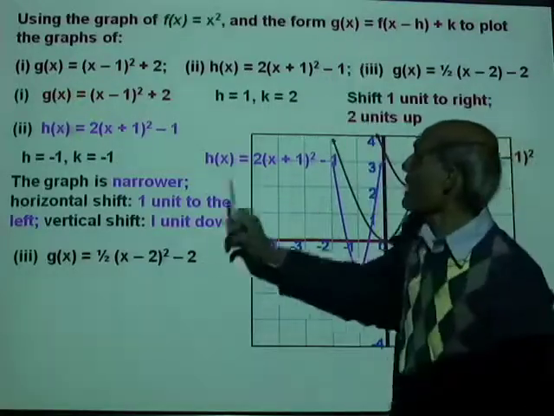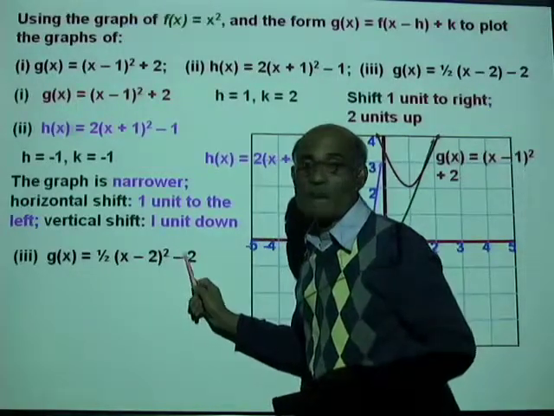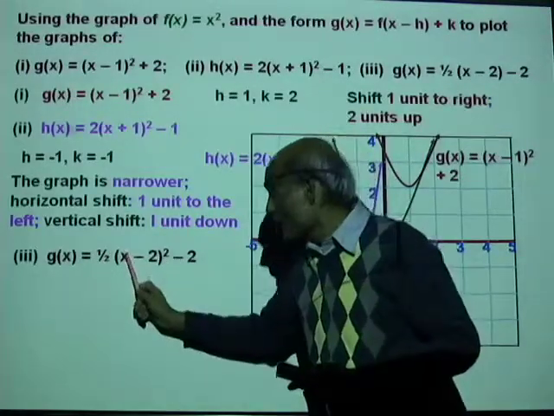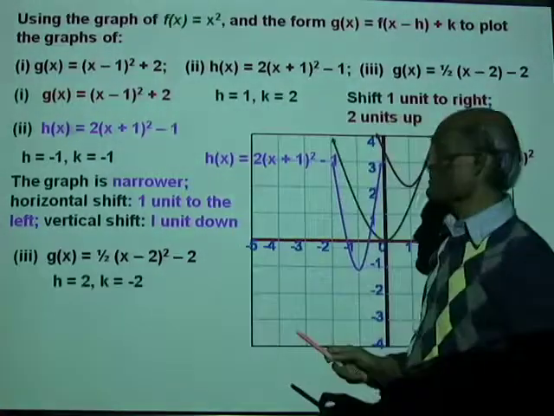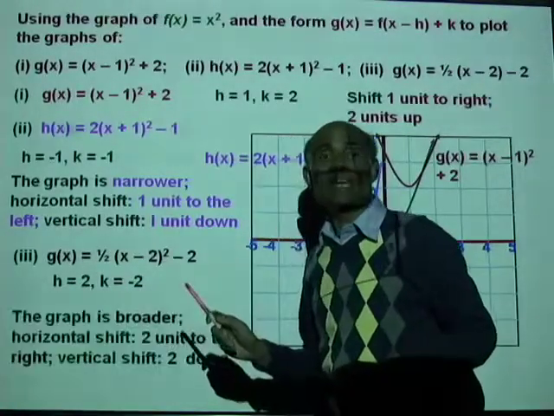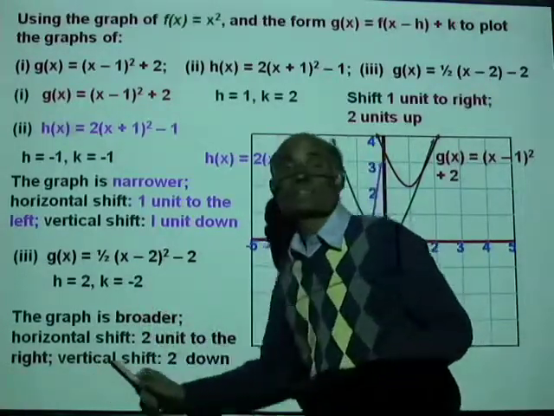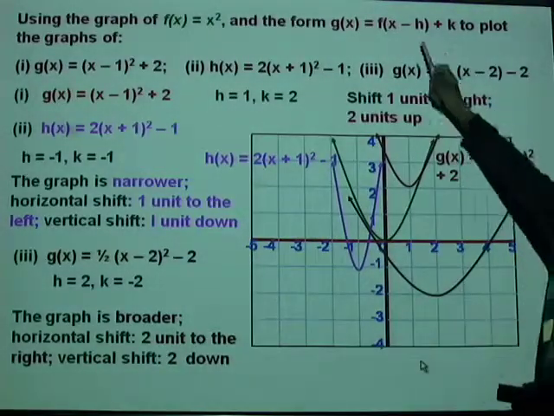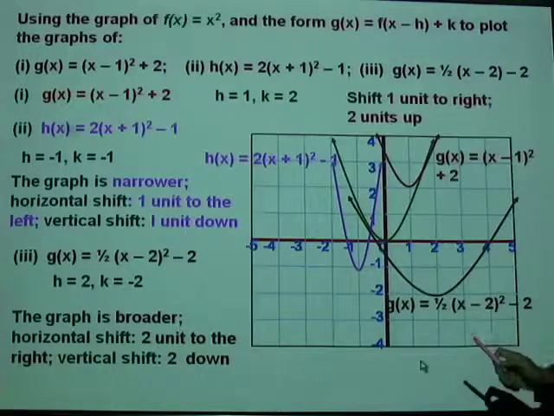Alright, now the third one, g(x) = ½(x - 2)² - 2. This ½ will make the graph broader. x - 2 means h is positive 2 and k is negative 2. The graph is broader, shifts 2 units to the right and 2 units down, and this is the graph of g(x) = ½(x - 2)² - 2.